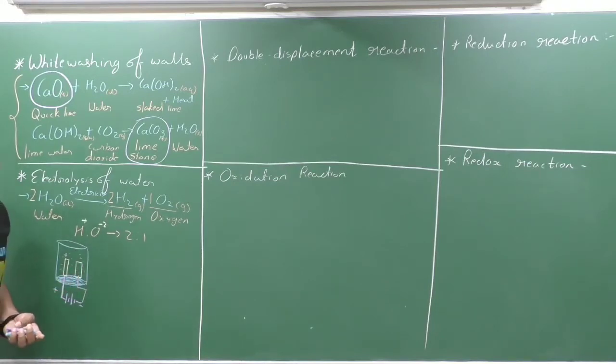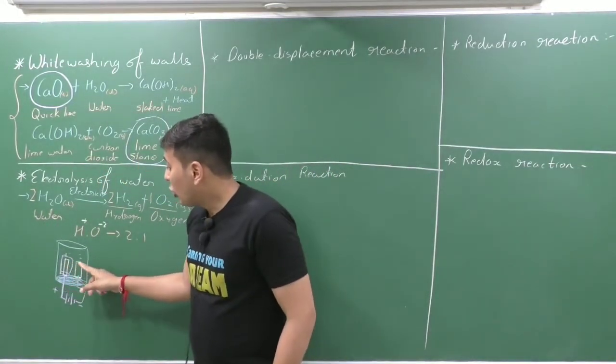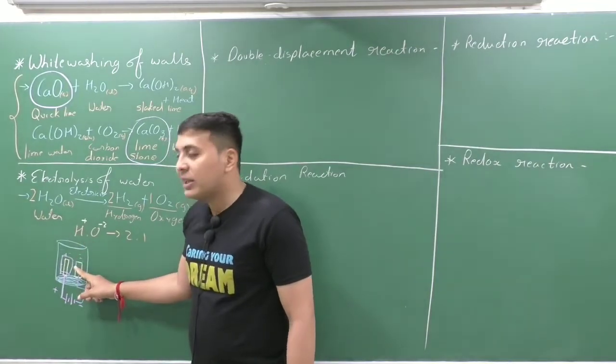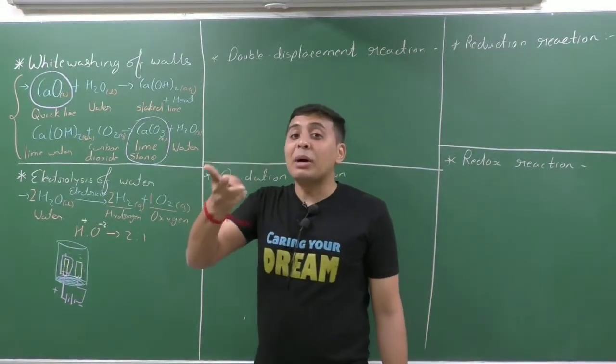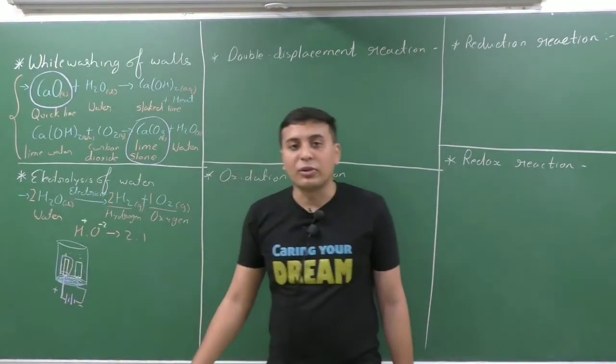And how can we know that the gases are produced? We are putting an inverted test tube above the graphite electrodes. So by that we can know that gases are produced. The gas produced at the negative electrode is hydrogen, because hydrogen is positive, so it will be produced at the negative electrode. The gas produced at the negative electrode will be double the amount of the gas at the positive electrode.